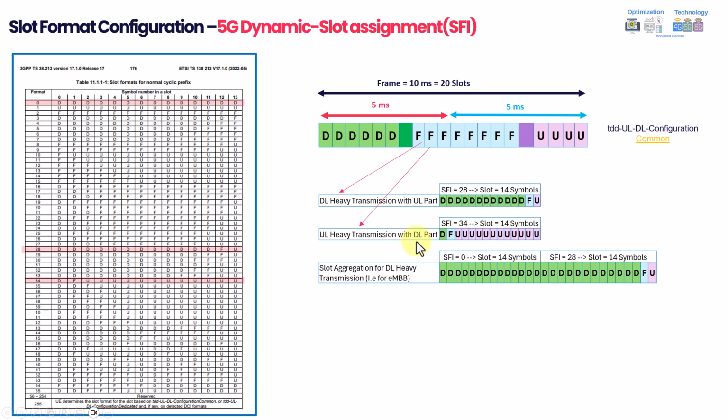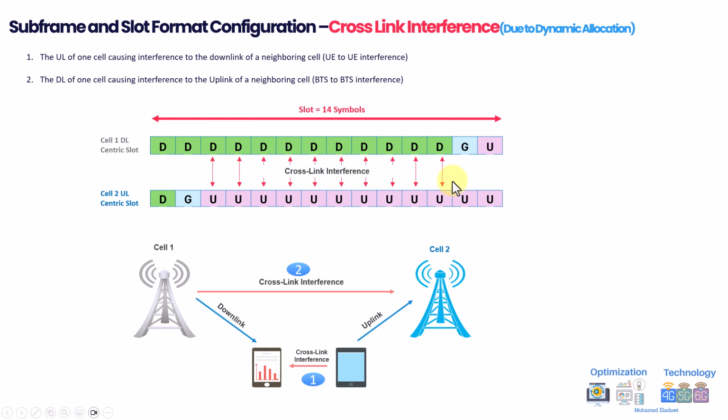So now let's move forward to cross-link interference, to explain how it can be caused by dynamic allocation, and also what other causes can make this kind of cross-link interference. In this figure, as you can see here, this is explaining the concept of cross-link interference, which might occur in some scenarios if you have this kind of dynamic allocation in the network.